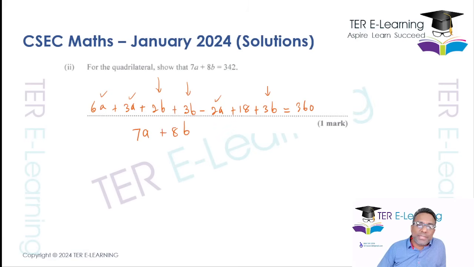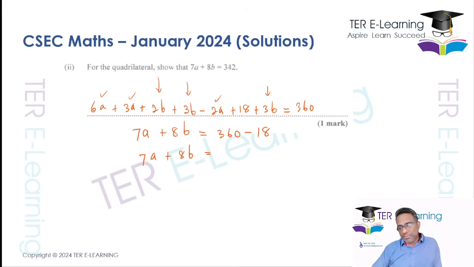So this is 8B. And we're going to push all the numbers on the right hand side. So this is going to be 360 minus, what do I need to minus here? 18. So 7A plus 8B. So this is 360 minus 18, and you're going to get 342. Which is exactly what they wanted us to prove, so we're good to go.